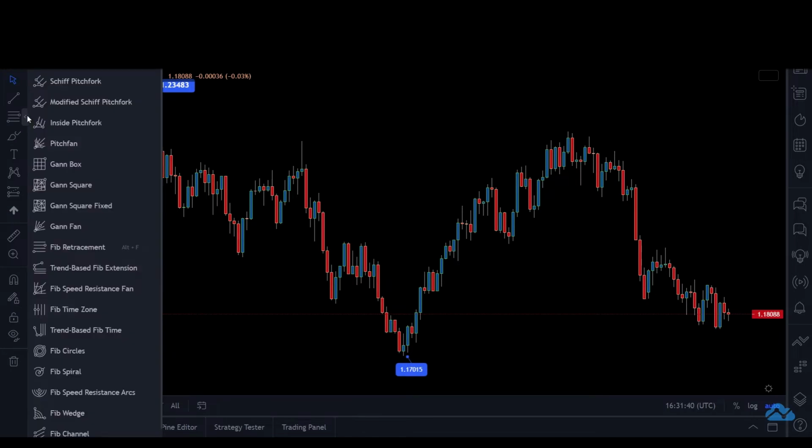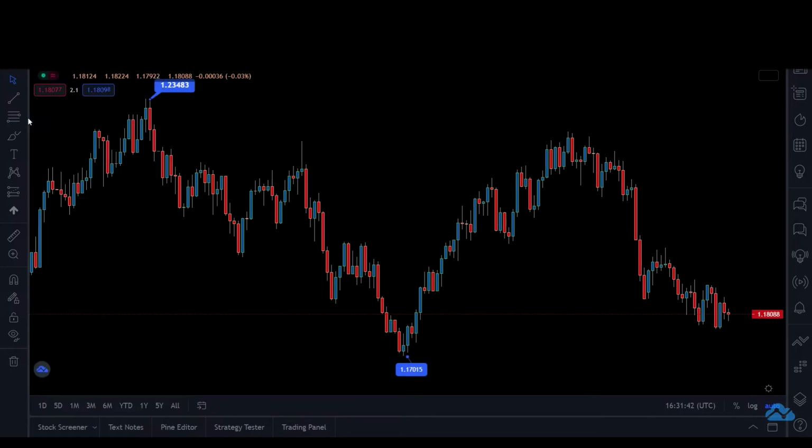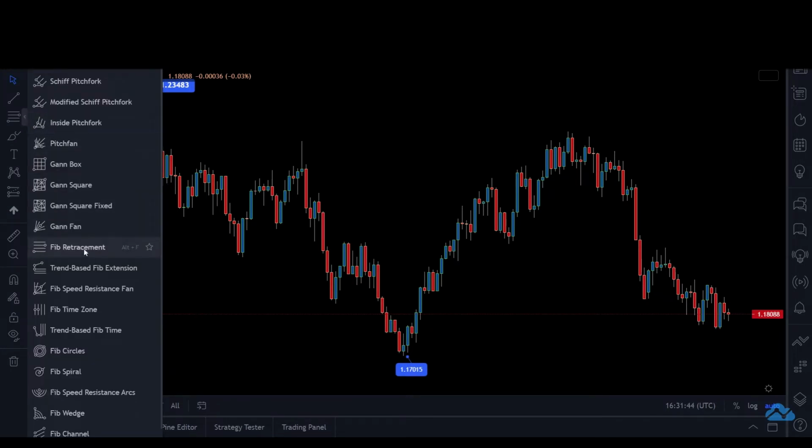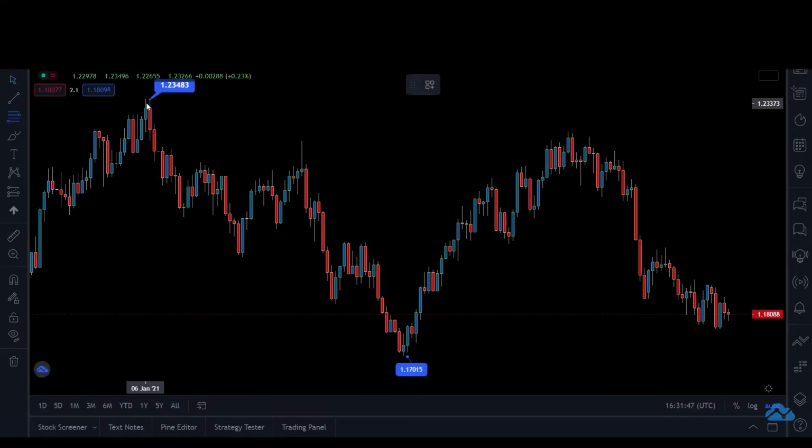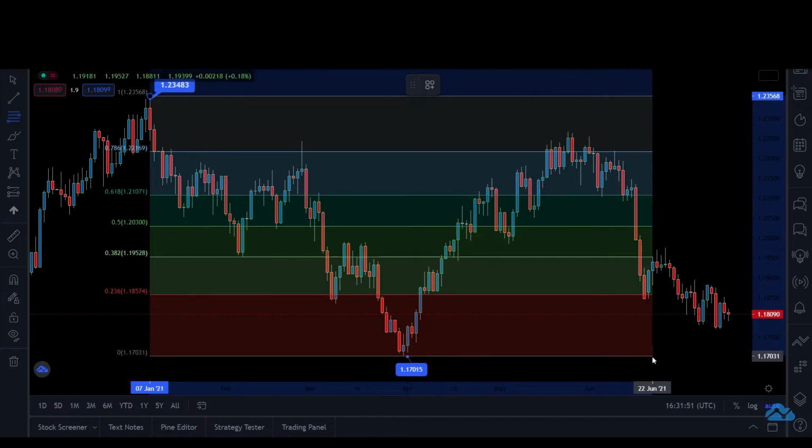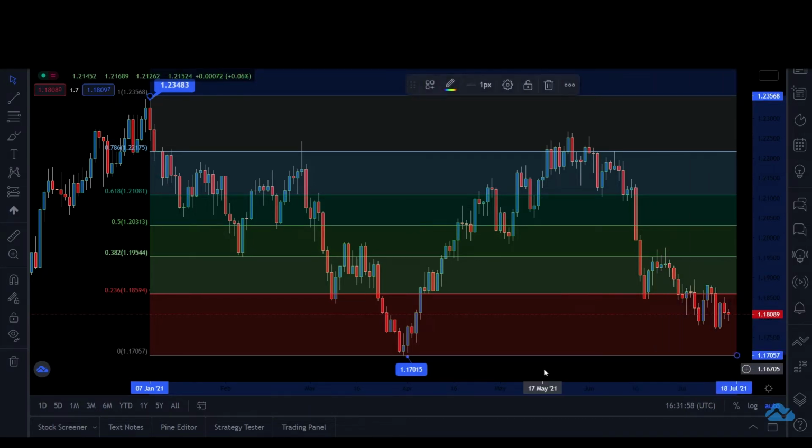So basically what you do is you pull up this tool here called the Fibonacci Retracement on TradingView or whatever trading platform you're using, and then you draw from the high down to the low. And there you go. There's the tool. So, but what is this we're actually looking at?